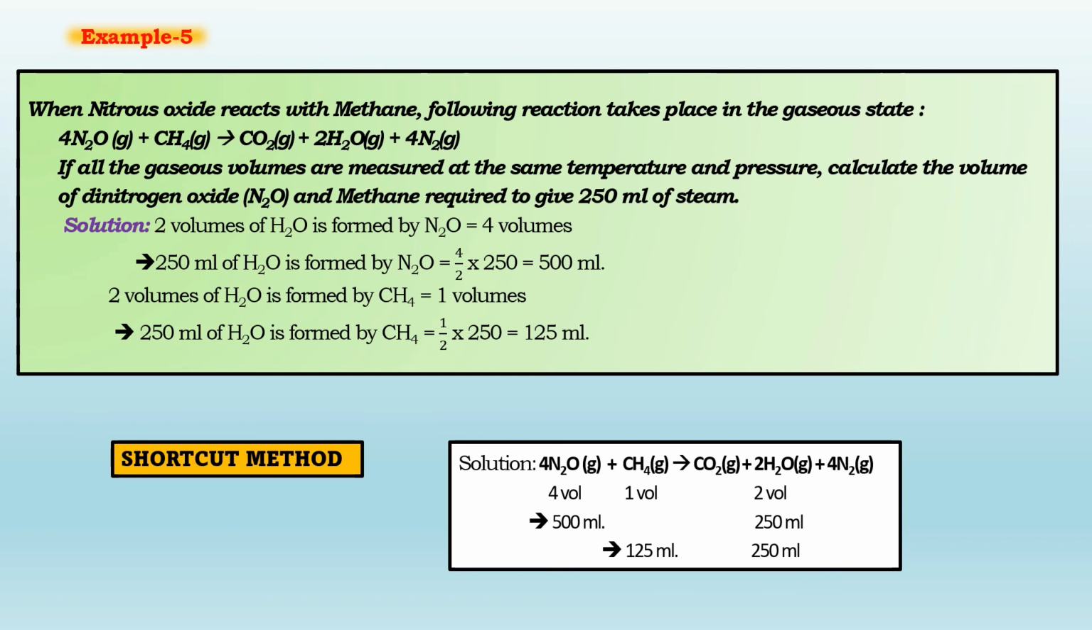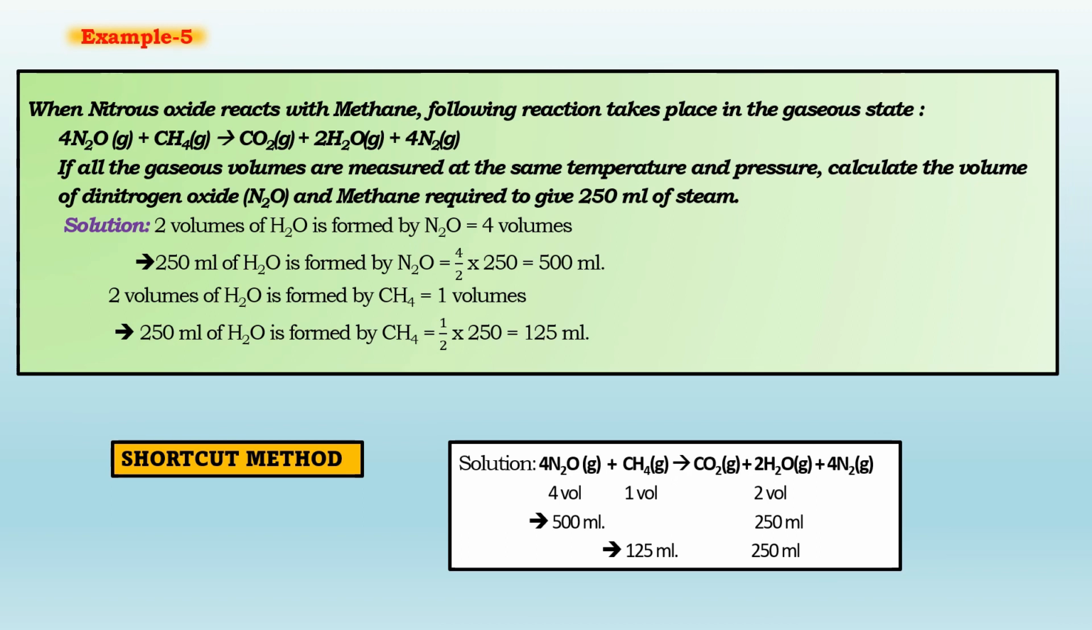If all the gaseous volumes are measured at the same temperature and pressure, calculate the volume of dinitrogen oxide, N2O, and methane required to give 250 ml of steam. Now, according to the reaction, 2 volumes of steam or water is formed by 4 volumes of N2O. So 250 ml of water is formed by N2O equal to 4 by 2 into 250, that is equal to 500 ml. So 2 volumes of water is formed by methane, 1 volume.